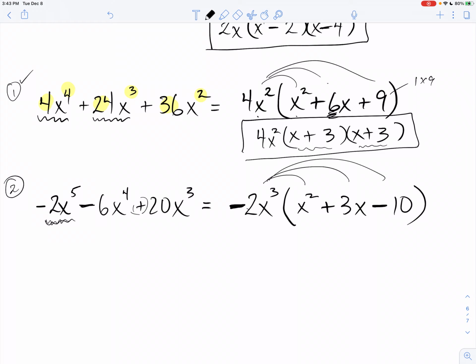And I know that I'm not done yet because I see my buddy, the second power, right there. So I'm going to factor x and x. It ends with a minus, so it's got to be positive times a negative to make a negative 10. And if you guessed 5 and 2, you guessed correctly. So my final answer looks like that.